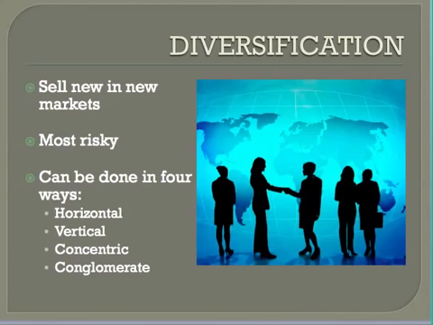First, horizontal diversification, which is new products in the current market. The second way is vertical diversification, moving into a firm's suppliers or customers' business. The third is concentric diversification, new products closely related to current products in a new market. And the last is conglomerate diversification, new products in a new market. Let's go into more detail.